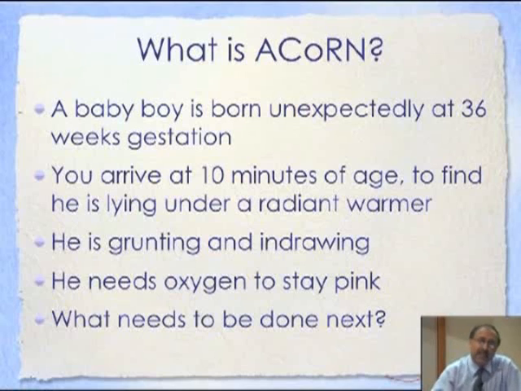There is an unexpected and precipitate delivery of a 36-week gestation baby in your center. Initial resuscitation, including drying and thermal management, is done by NRP-trained staff. They are providing free-flow oxygen, but the baby is grunting and indrawing and is under a radiant warmer. At 10 minutes of age, you are asked to assess this baby. What do you do next? The ACORN provides a roadmap for what to do next, in what order, and how.